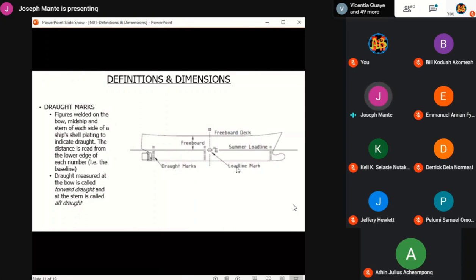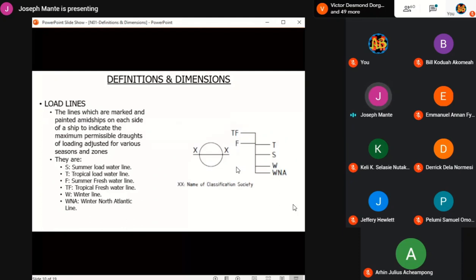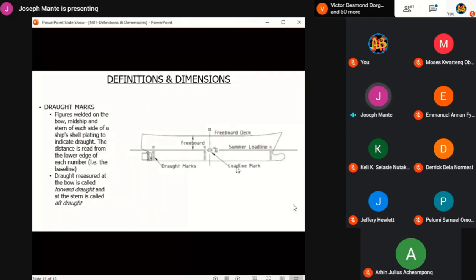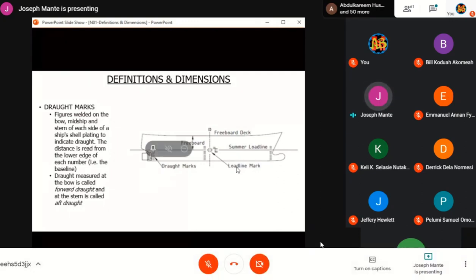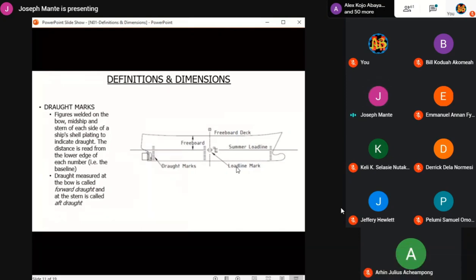Then we move on to the draft marks. So here we have the load marks, and we have the draft marks. Figures are welded on the bow, midship, and stern of each side of a ship's shell plating to indicate draft. The distance is read from the lower edge of each number, that is the baseline. Draft measured at the bow is called forward draft, and at the stern is called aft draft.